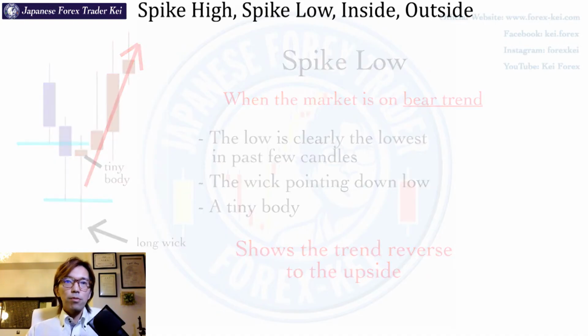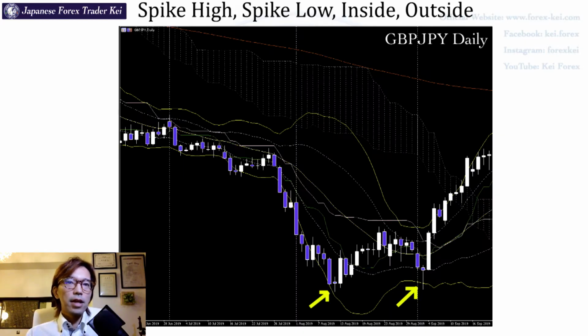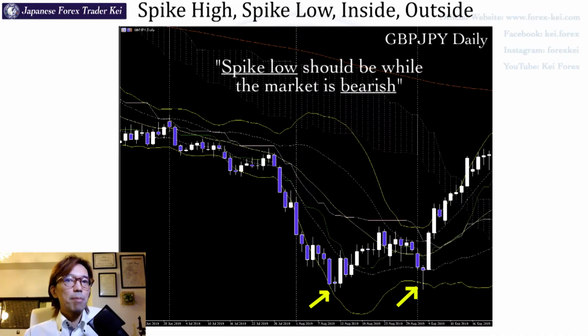One of the examples would be when you look at this chart. This is the daily chart of pound yen, and if you look at these, these are the wicks pointing downwards, and the trend reversed to the upside after this. And remember what I said earlier? The spike low should appear when the market is on a downtrend. You should look for the spike low while the market is on a downtrend, not while it's on the uptrend.